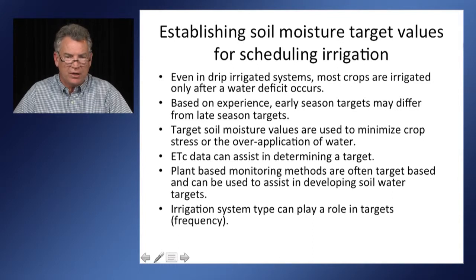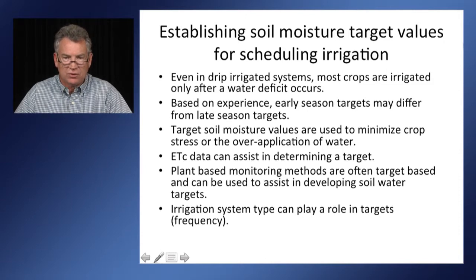Target soil moisture values are used to minimize crop stress or the over-application of water. And ET of the crop, the data that we develop early in the season, can assist in determining the target. So if we know what the estimated crop removal is through an ET estimate, we can actually develop a schedule in which a specific deficit is used to schedule irrigations. And soil moisture monitoring can help establish these values or these deficits.